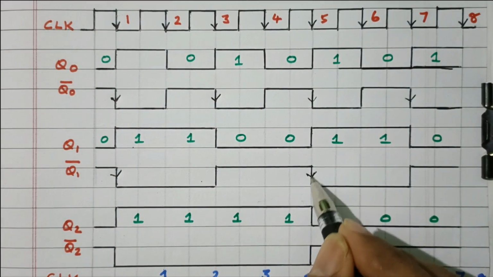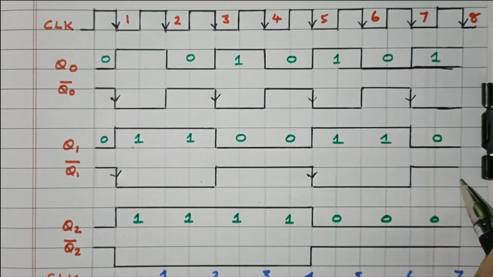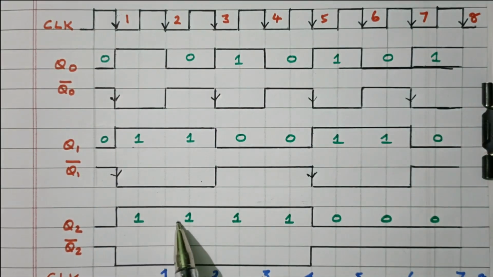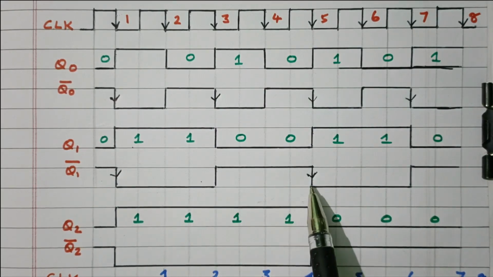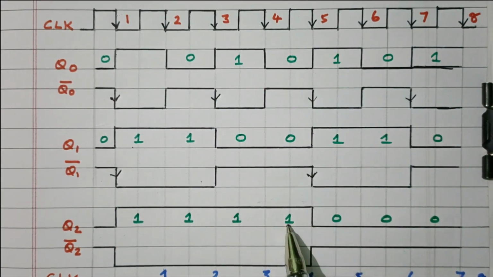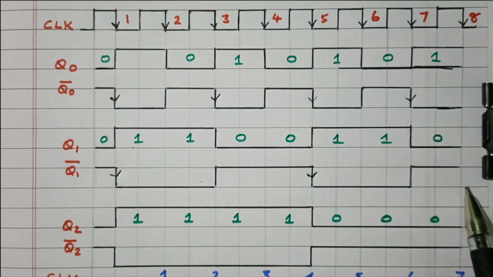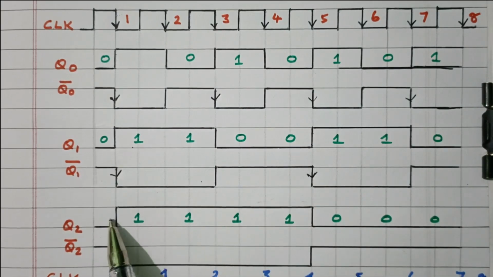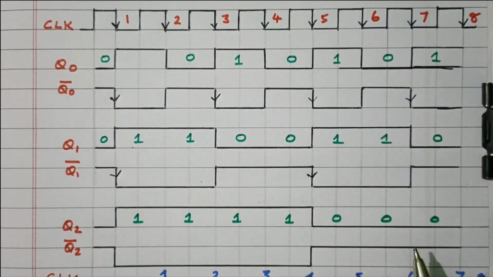This is a falling edge. Similarly, at this point the falling edge will be there. During this falling edge, this negative edge, 0 changed to 1. This is a rising edge, so no change. When the next negative edge triggered, 1 changed to 0, until the next negative edge, right? So during these two positions, 0 changed to 1, 1 changed to 0.